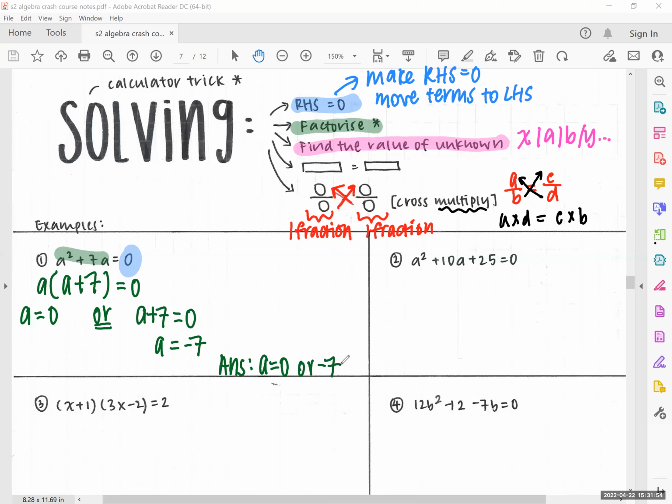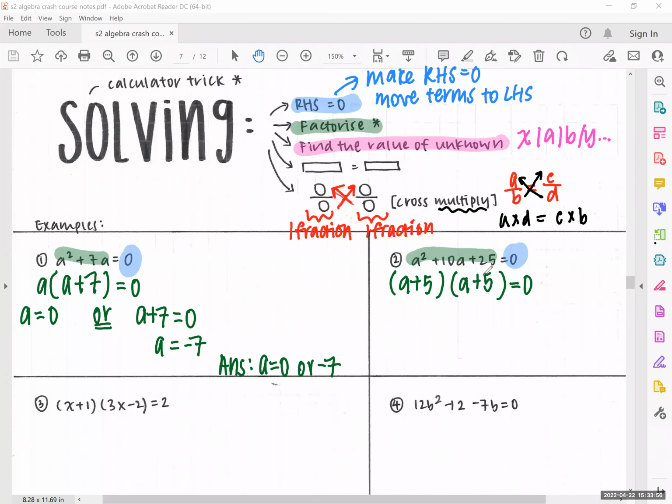Next, what's number 2? For question number 2, what's the very first step? Does it satisfy? It does, because the right-hand side is 0. Then after that, what's the next step? How many terms are on the left? Have we learned 3-term factorization? Yeah. Go and factorize now. Do your 3-term factorization and let me know what's the answer.